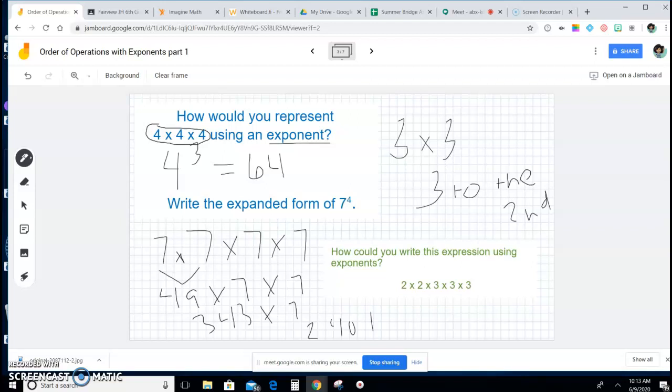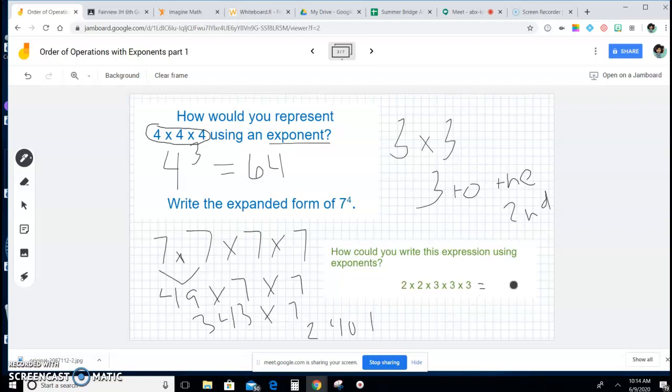Now, let's look at this expression here. It says, how could we write this expression using exponents? So we want to take this expression and write it in exponents, which means we want to simplify it, write it in shorthand. And I see two sets of exponents that can be written here. So we're going to rewrite it using exponents.